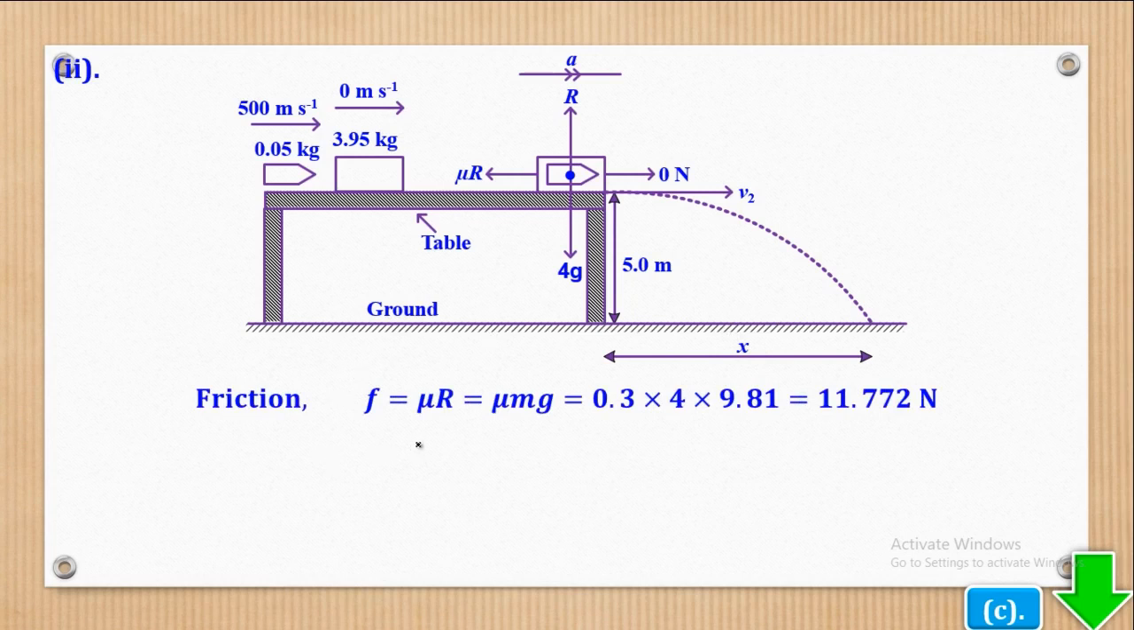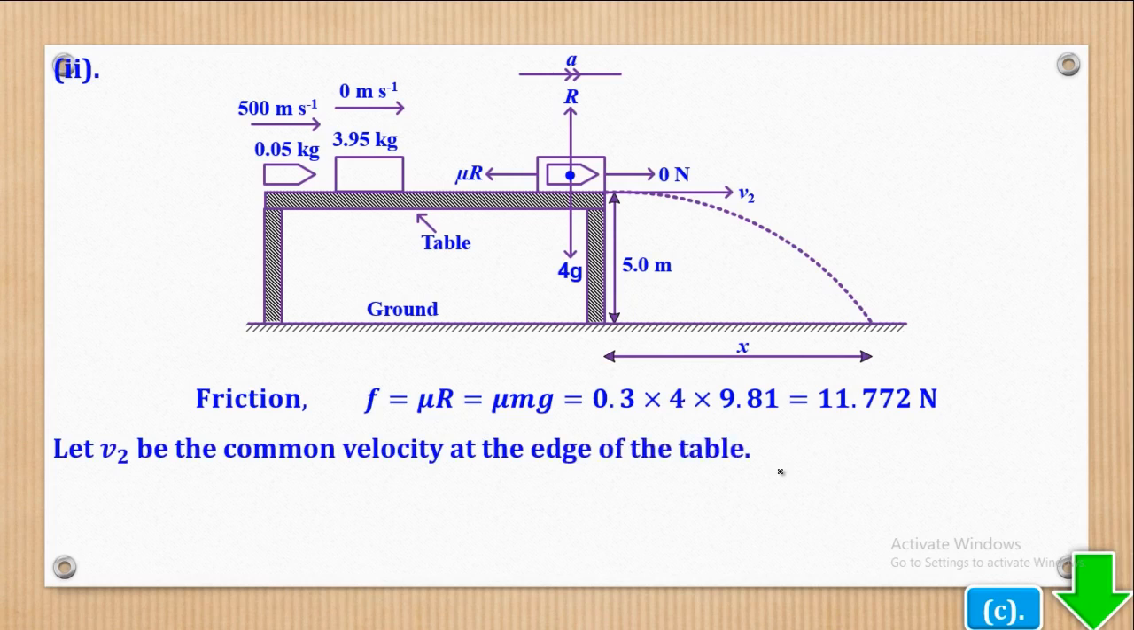So you can say that frictional force is mu R, and the normal reaction is mg, which is 4g here. So I'll substitute mu, which is 0.3, m is 4 kilograms, and g is acceleration due to gravity. In physics it is 9.81. So you come up with 11.772 newtons.